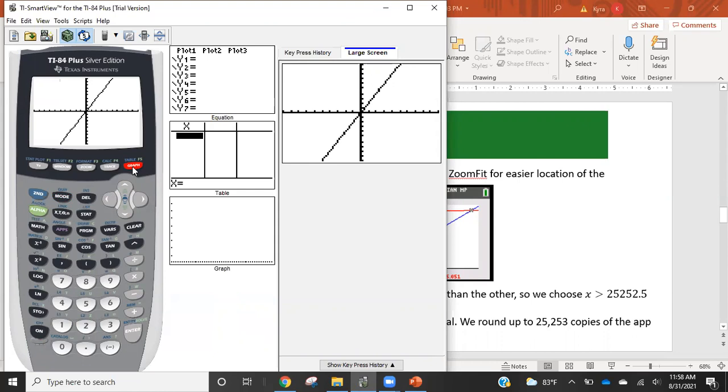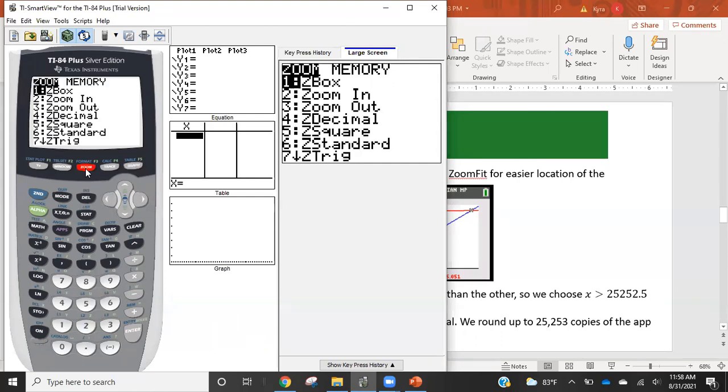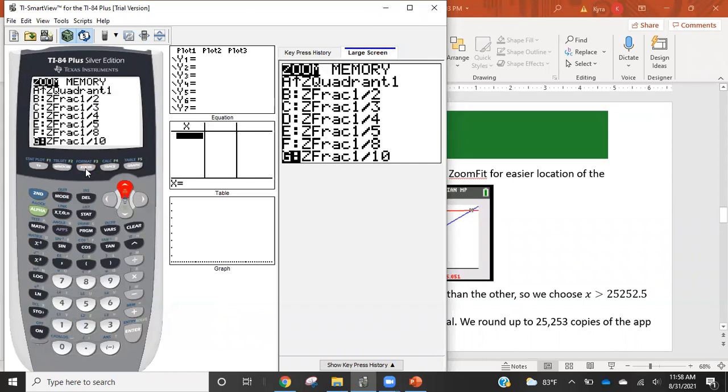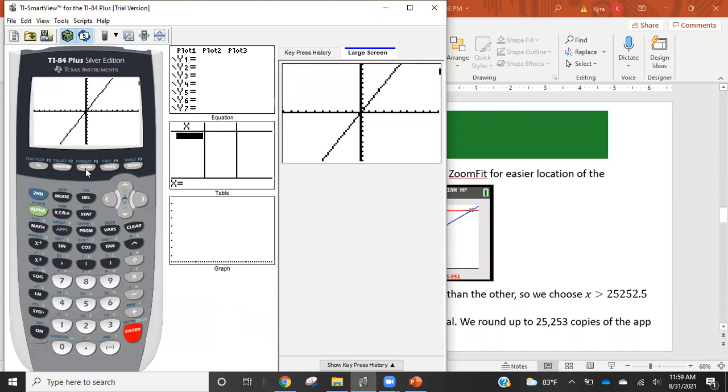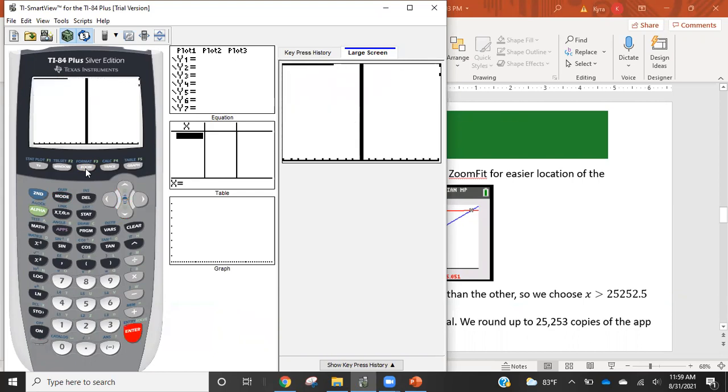I don't see any intersection here yet. Now you should be able to use zoom fit here. But I will warn you that the zoom fit on this emulator, because this is software, not the actual calculator, does not seem to be working very well today. The calculator itself does not seem to be working. So let's try zoom fit and see if it fixes it.